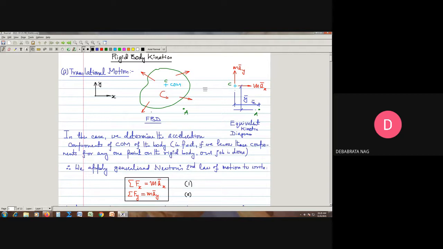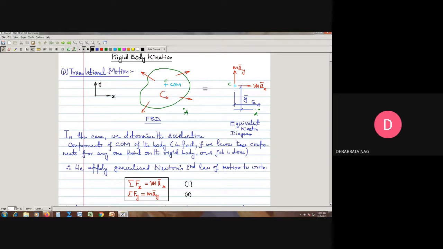Actually, the basic guideline will come from the generalized Newton's second law of motion, about which we have already studied during the course of our system of mass particles. Now, in this case, we determine the acceleration components of the center of mass of the body. In fact, if we know these components for any one point on the rigid body, our job is done, because it is the translational motion. So every particle will basically follow the same path.